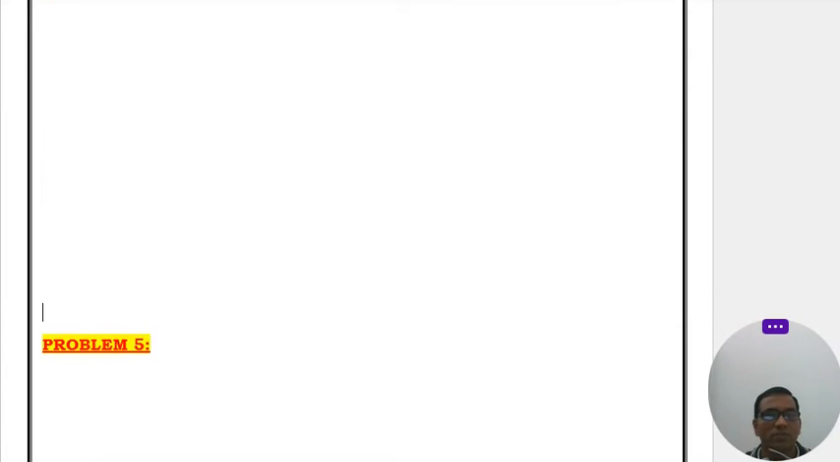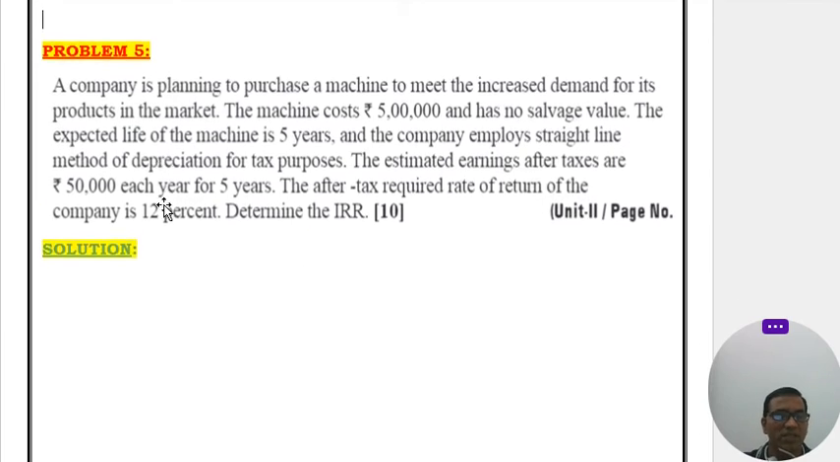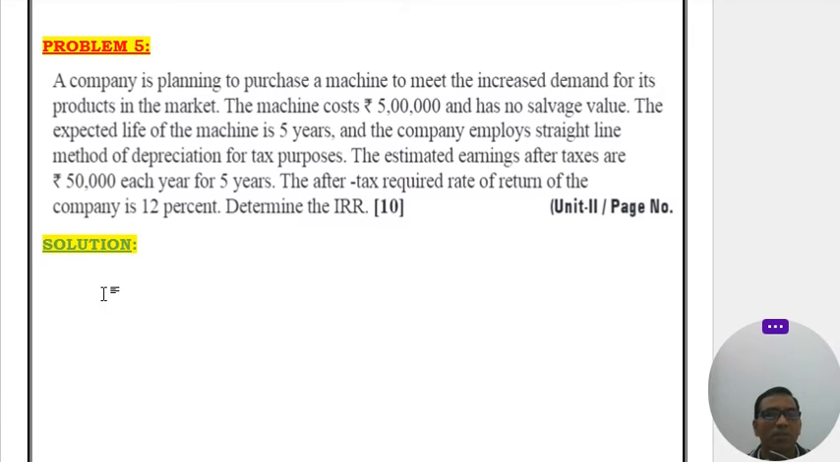And another problem I'm solving from the examination is: a company is planning to purchase a machine to meet the increased demand for its product in the market. The machine costs 500,000 and has no salvage value. The expected life of the machine is 5 years. The company employs straight line method of depreciation for tax purpose. The estimated earnings after taxes is given 50,000 per year. The after tax required rate of return of the company is 12%.